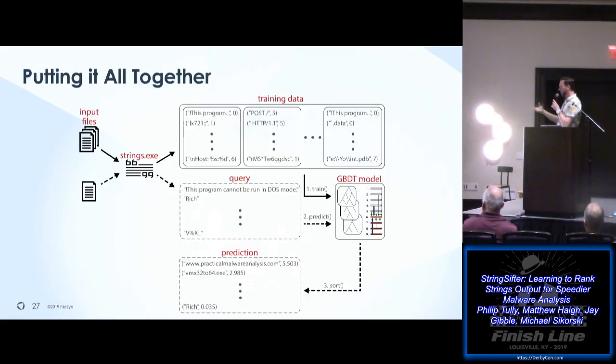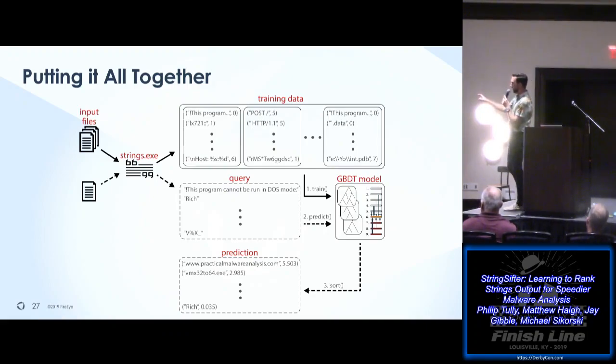So to put it all together, before I hand it off to Jay for a tool demo, we have a set of input files that we train on some, and we test on some others. And we run them all through strings, right? So we produce a ton of different strings from these malware binaries. And we have training data where we know the labels.